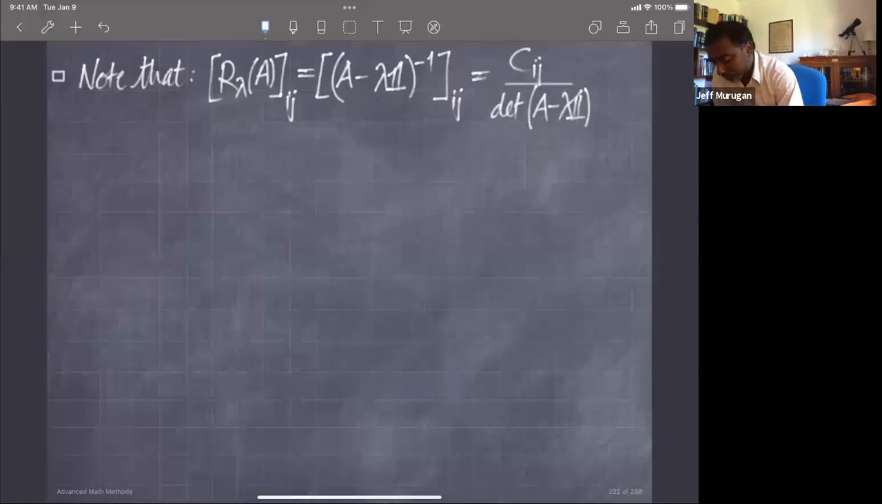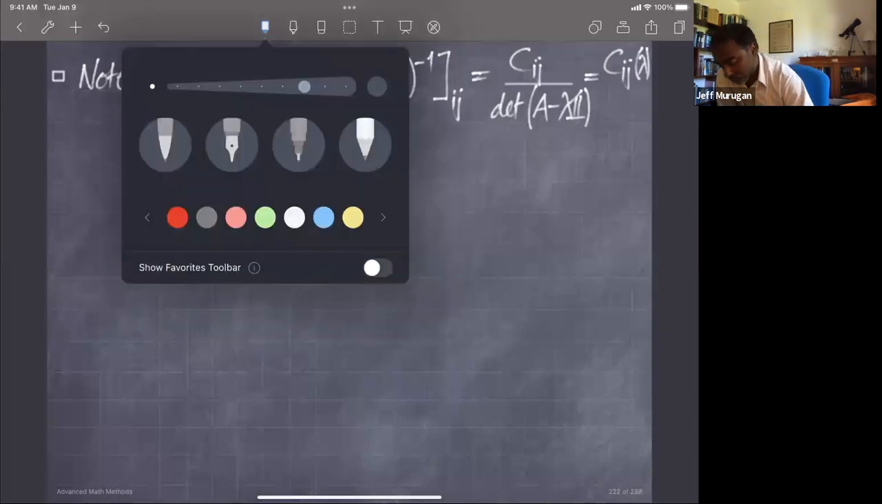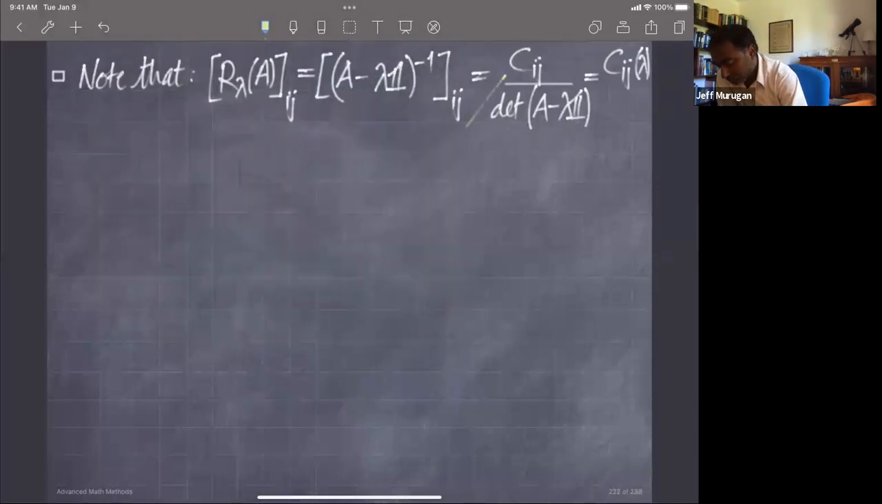So note the following. The cofactor is just a function of lambda. In fact, it's a polynomial in lambda. I'll write that as Cij of lambda. So just make a note here. This is the cofactor of the ijth element of A minus lambda I.